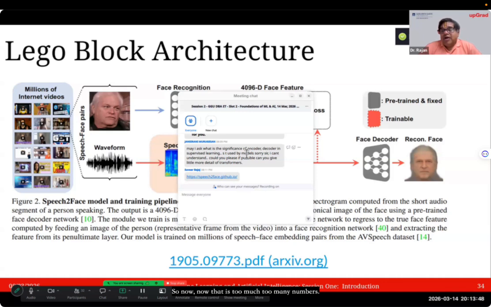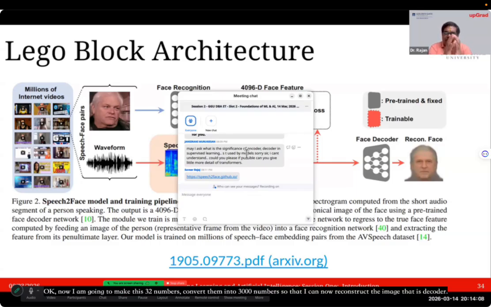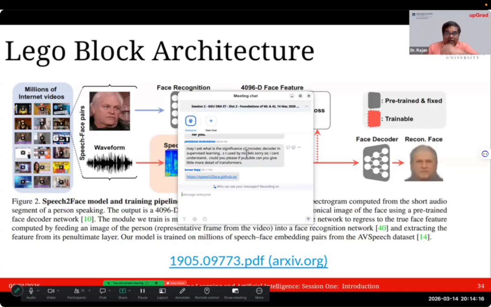Now that is too many numbers. If I can represent the same image using only 32 numbers, that is encoding. Now, I have these 32 numbers. There is no image. I cannot see that as an image. Now I am going to convert these 32 numbers into 3,000 numbers so that I can reconstruct the image. That is decoder. How are these put together?